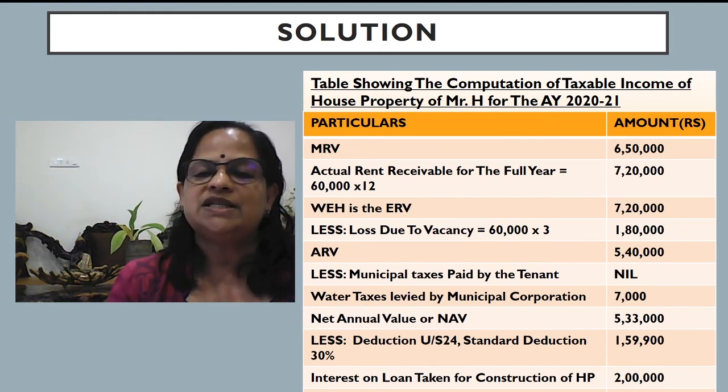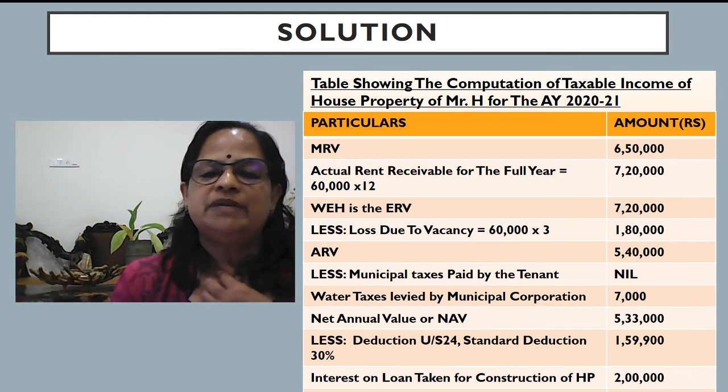Less deduction under section 24. Standard deduction is 5,33,000 into 30 by 100. Interest on loan taken for construction 2 lakhs. So this is how you are getting the income from house property. Income from house property 1,73,100 you will get. So water and sewage taxes, that is the adjustment you have to learn from this.